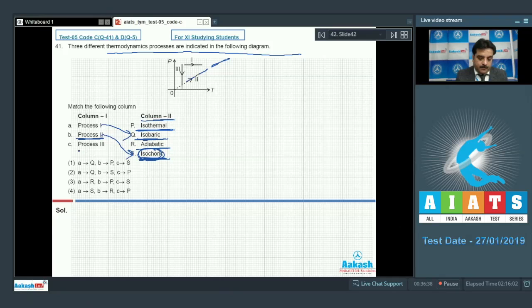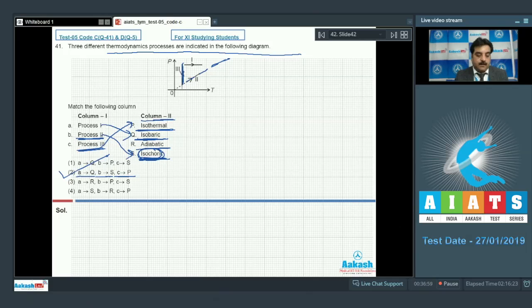And another one, C, process number 3. Temperature is constant, you can observe, so this matches with P. So by this I can say A with Q, B with S, C with P. Option number 2 will be the right choice.